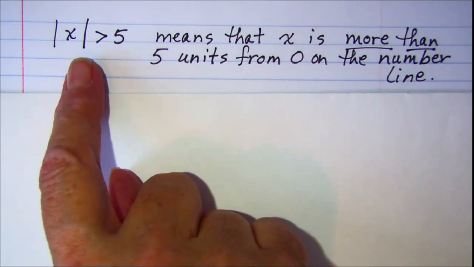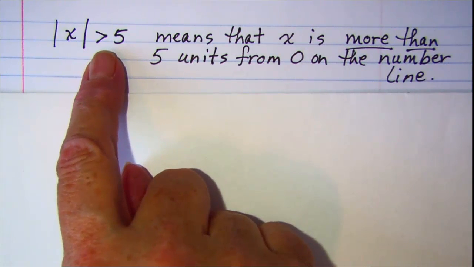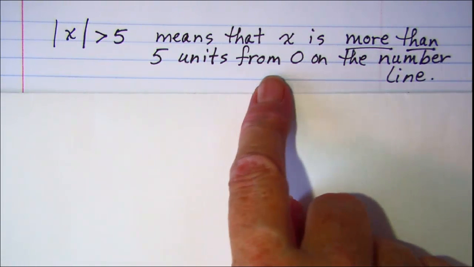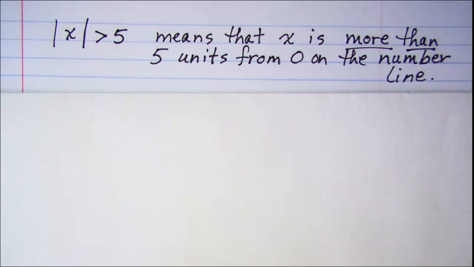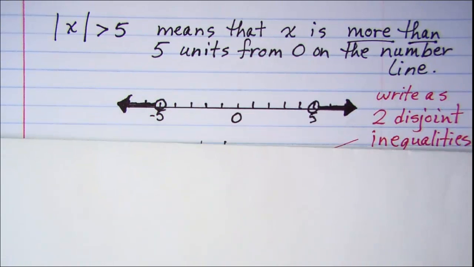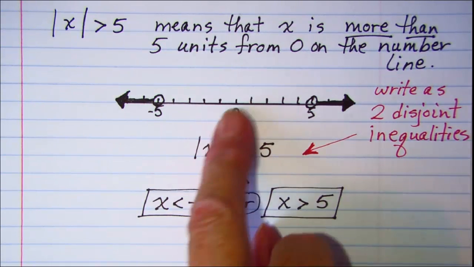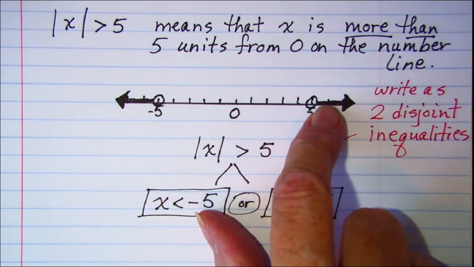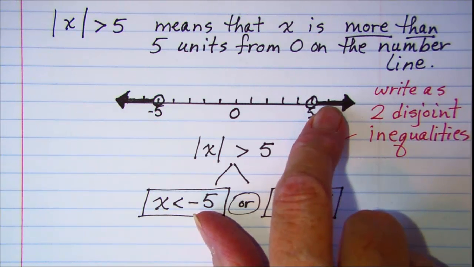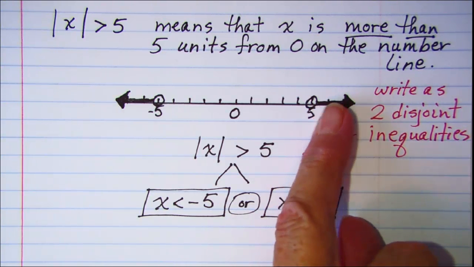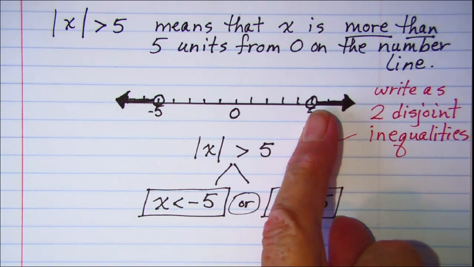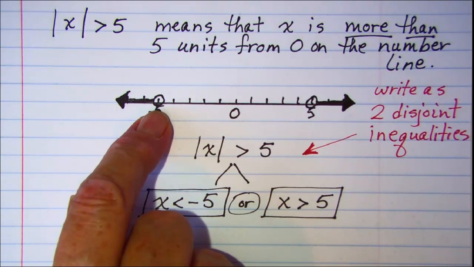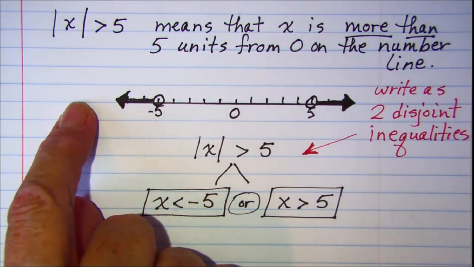Now for the inequality absolute value of x is greater than 5, that means that x is more than 5 units from 0 on the number line. But again, we need to consider both 5 units to the right of 0 and 5 units to the left. If we want any number more than 5 units, then we're going to talk about the interval that starts at 5 and goes to infinity, or starts at negative 5 and goes to negative infinity.